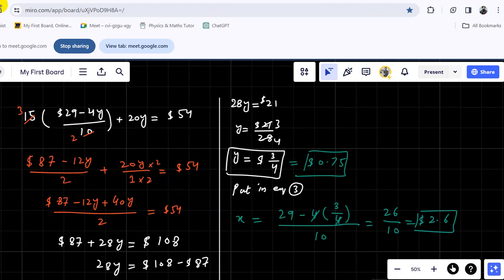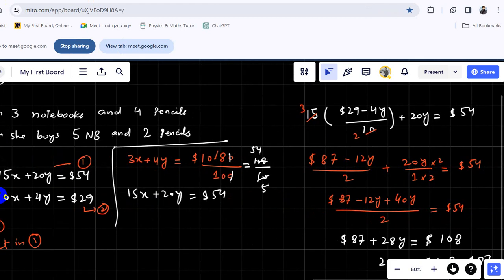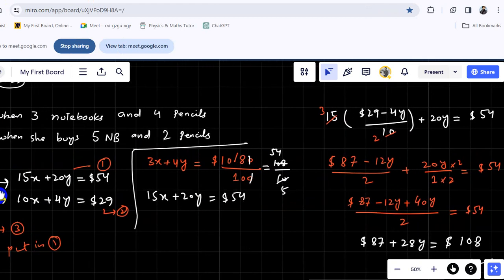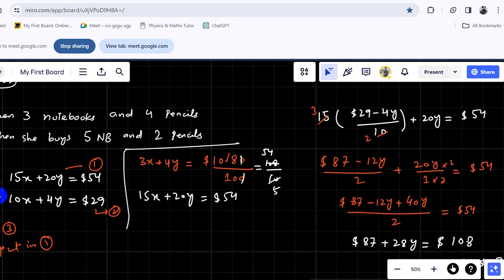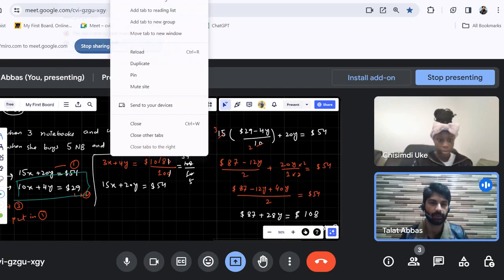Just give me a second. Yes, here you can put it in the second equation and check whether the answer is 29 or not. So perfect, it means we did it correctly.